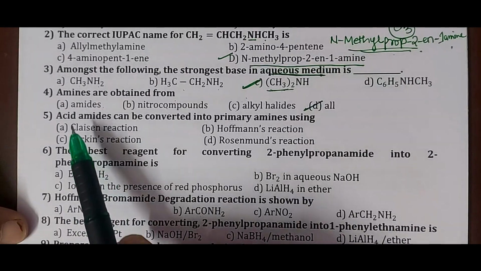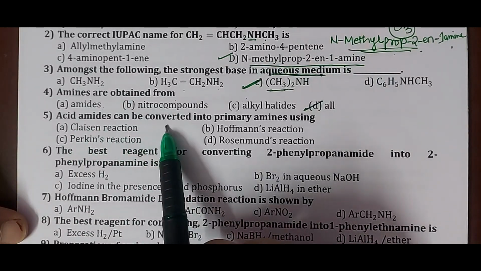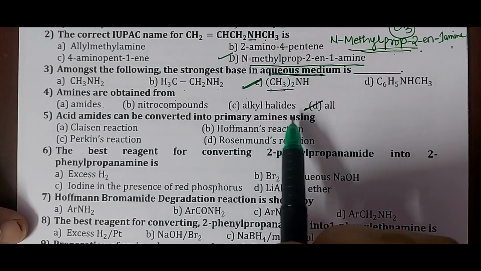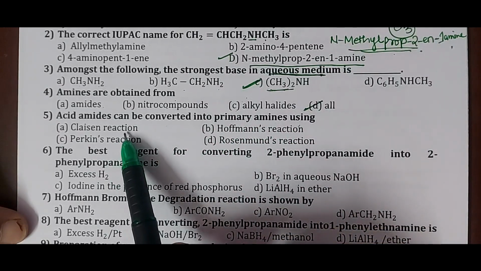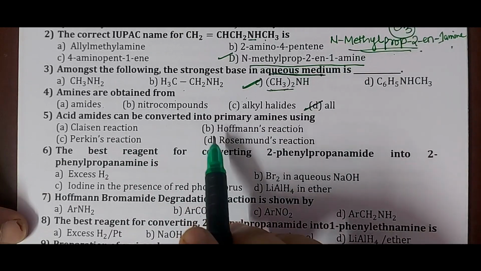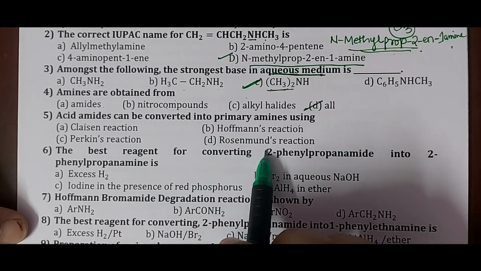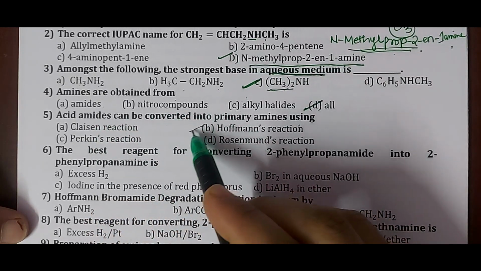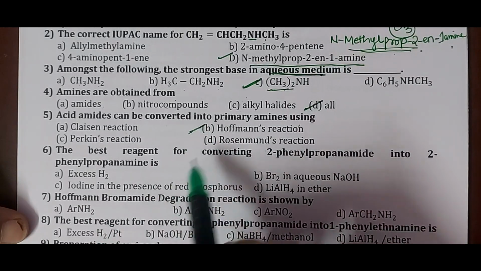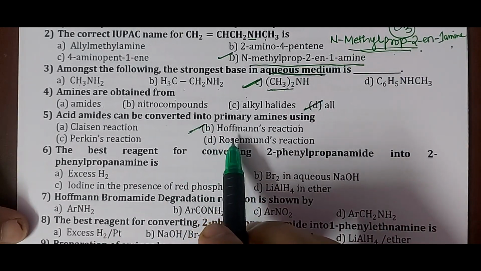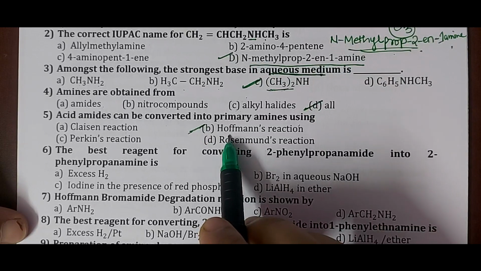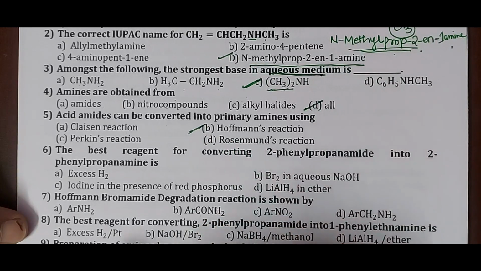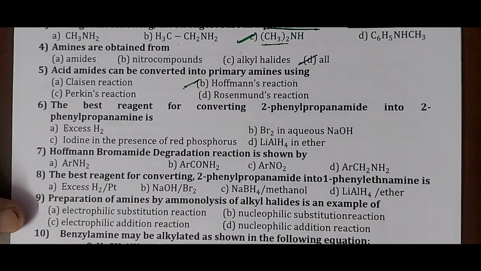Question number 5 is: acid amides can be converted into primary amines using. Here they have given Claisen reaction, Perkin reaction, Hoffman's reaction and Rosenmund reaction. Remember, acid amides getting converted to primary amine is always by Hoffman bromamide degradation reaction. Hence the correct option for question number 5 is option B, Hoffman's reaction. Next we'll go with question number 6.